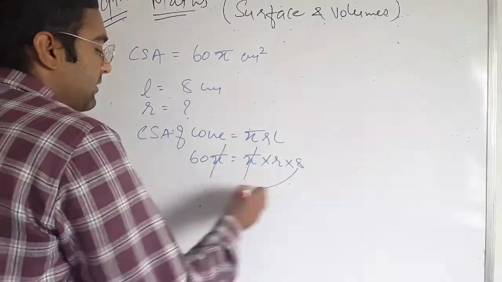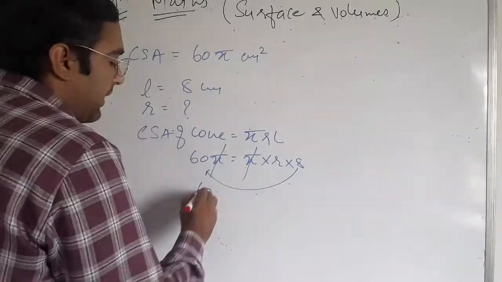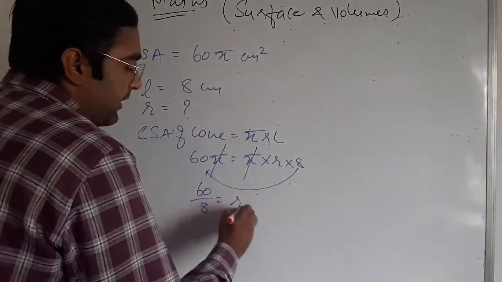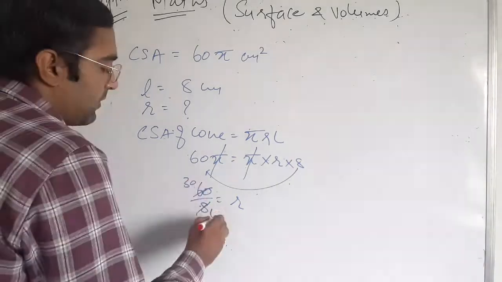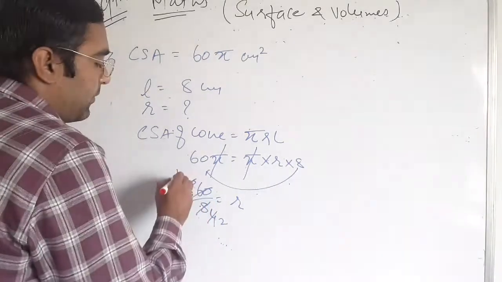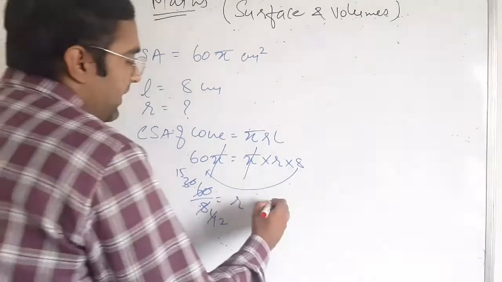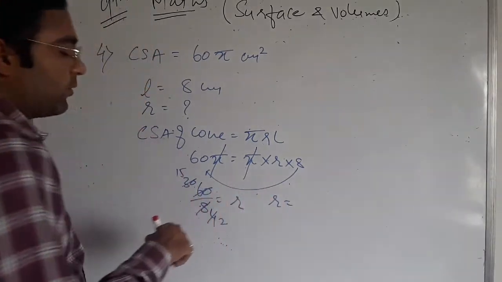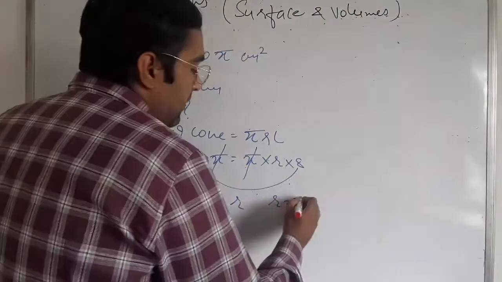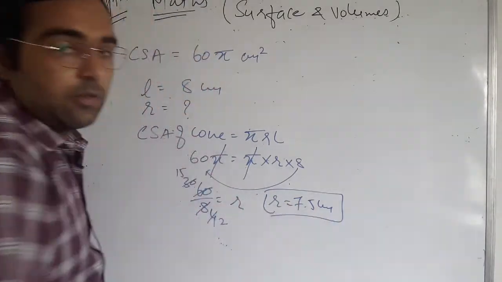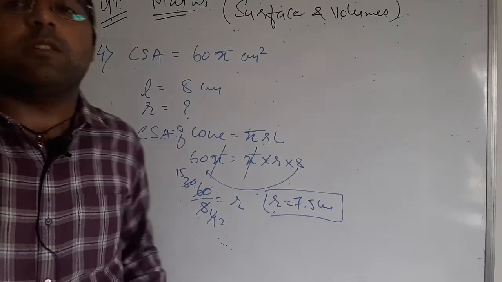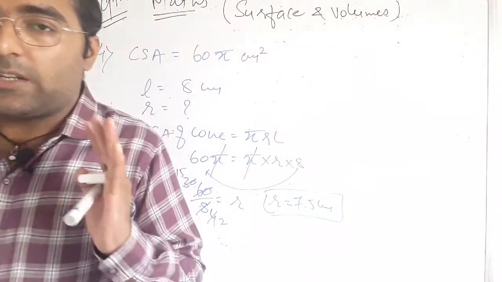Now we shift the radius to the other side, so 60 by 8 is my radius. Two 4s are 8, two 30s are 60, two 2s are 4, two 15s are 30. Therefore my radius is 15 by 2, that is 7.5 centimeter.